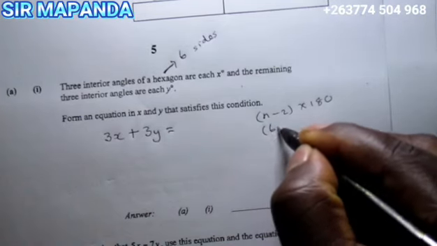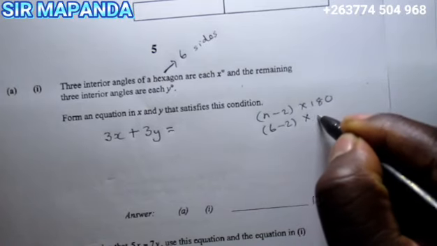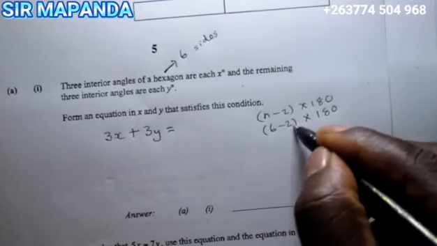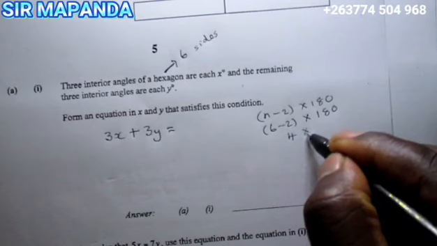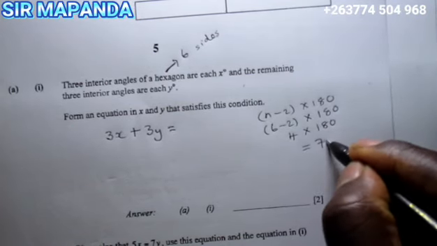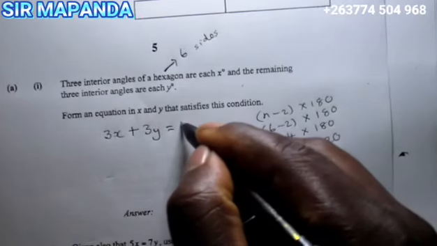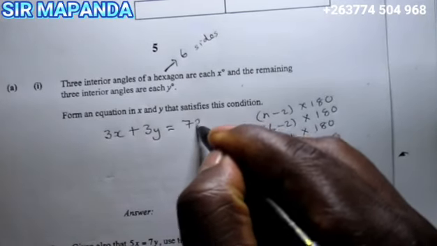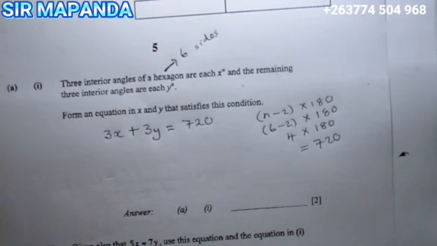So I'm going to write 6 minus 2 here times 180. 6 minus 2, you get 4. 4 times 180 gives you 720. So equate this to 720. This is your final answer, right?